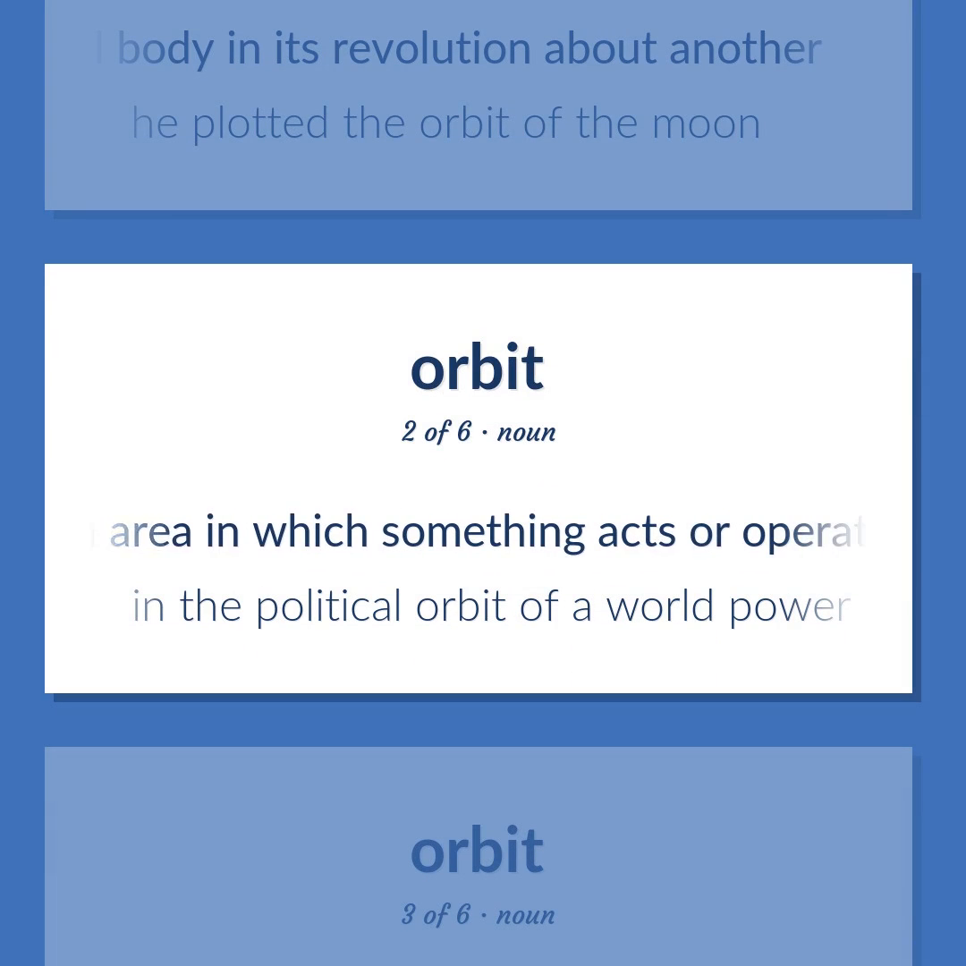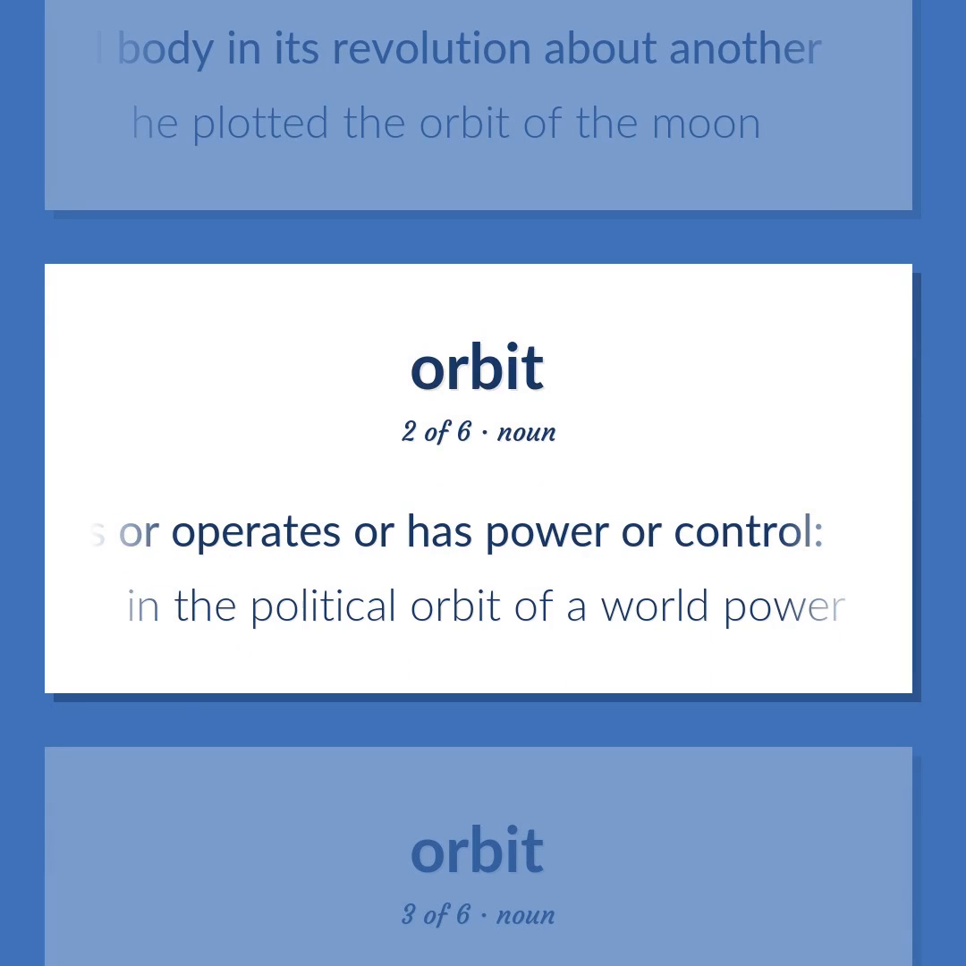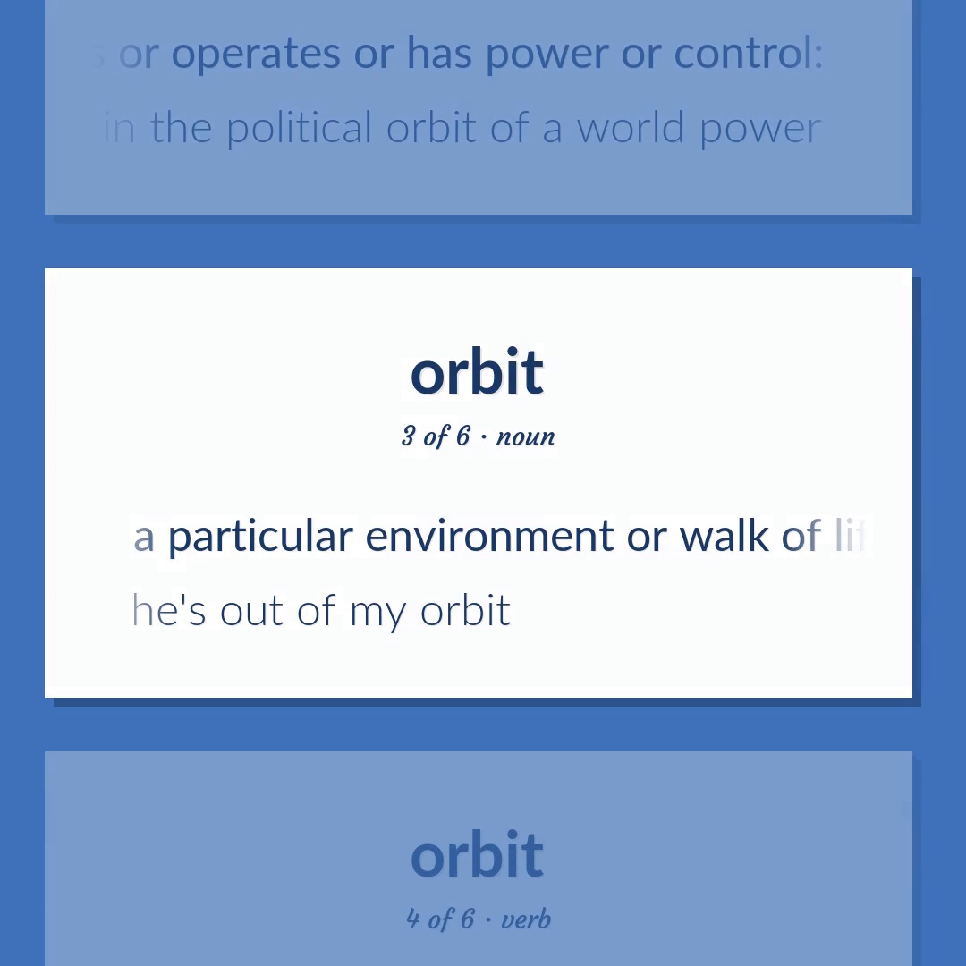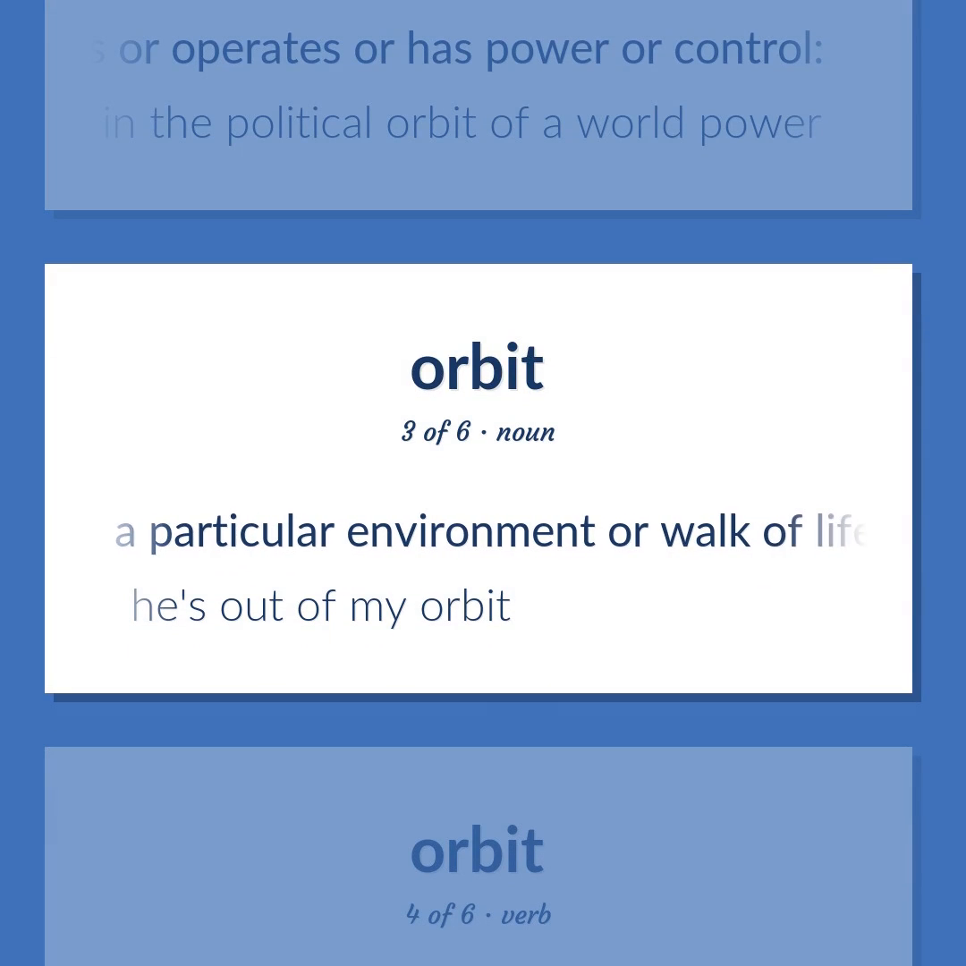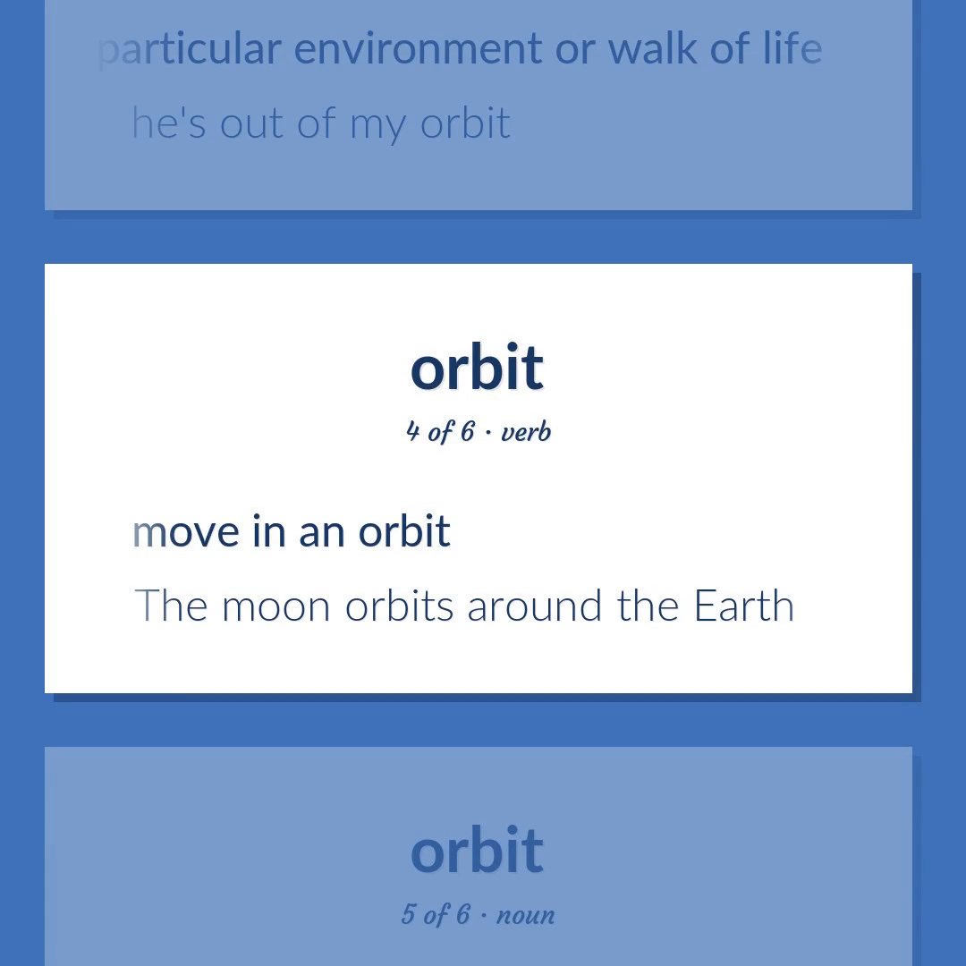An area in which something acts or operates or has power or control. In the political orbit of a world power. A particular environment or walk of life. He's out of my orbit. Move in an orbit. The moon orbits around the Earth.